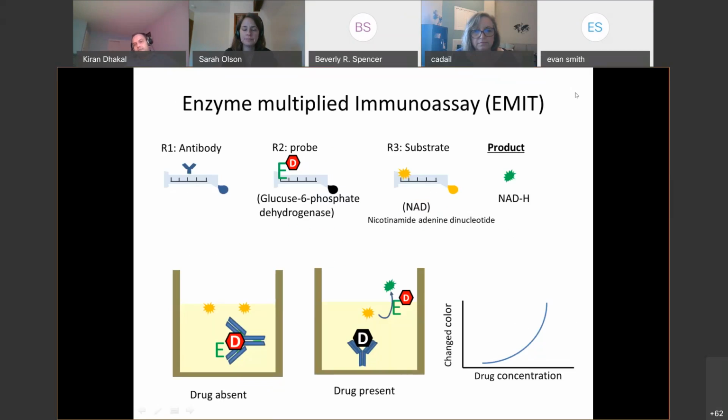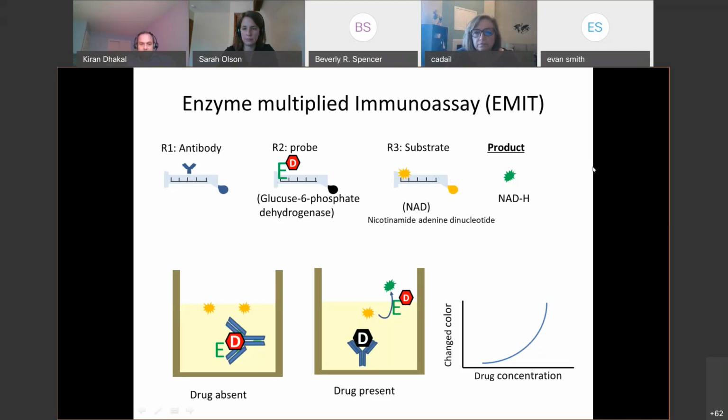There are various types of drug immunoassay available in the market. The most common one is enzyme multiplied immunoassay. So in this assay, our antibody is a drug-specific antibody, which is reagent 1. The probe, which is reagent 2, is glucose-6-phosphate dehydrogenase. And then a substrate reagent is nicotinamide adenine dinucleotide, and that will give a product NADH.